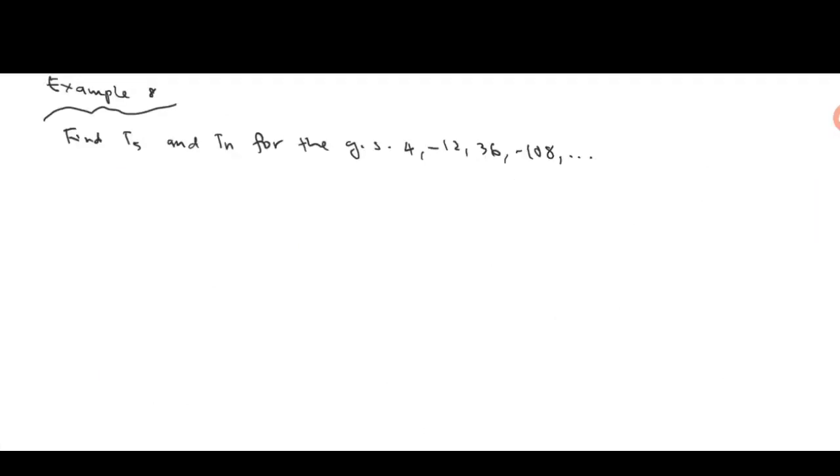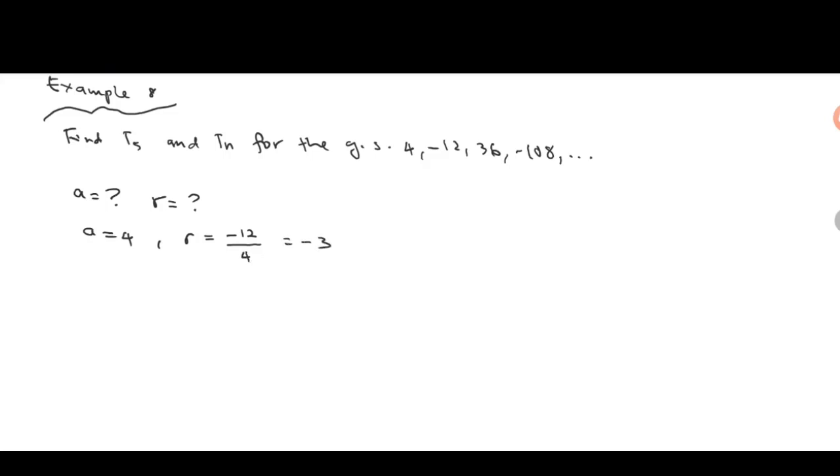Let's look at example 8. Find the fifth term and the nth term for the geometric sequence 4, negative 12, 36, negative 108, and so on. So here, if we want to find the fifth term and the nth term, we need to know what a is and what r is. From the given sequence, we know that a is equal to 4, and the common ratio r is equal to negative 12, that is the second term, divided by the first term, that is 4, which is equal to negative 3.